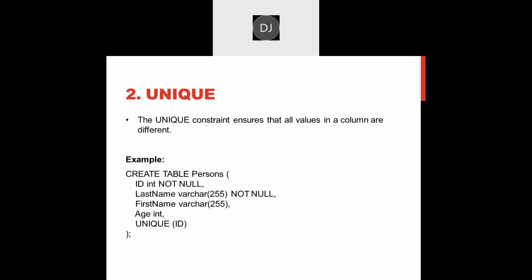Furthermore, the unique constraint ensures that all values in the column are different. See how they are giving a unique constraint. They have created the table person with the ID, last name, first name, and age. If you want to specify any of the fields as unique, then you will specify it like this. Okay, UNIQUE.